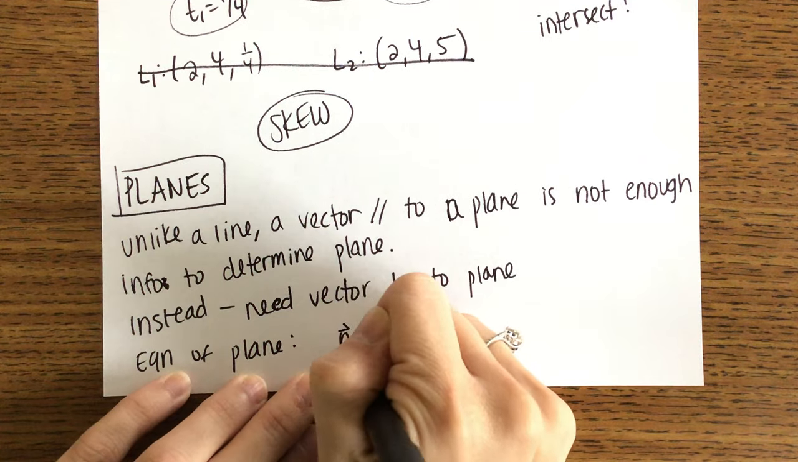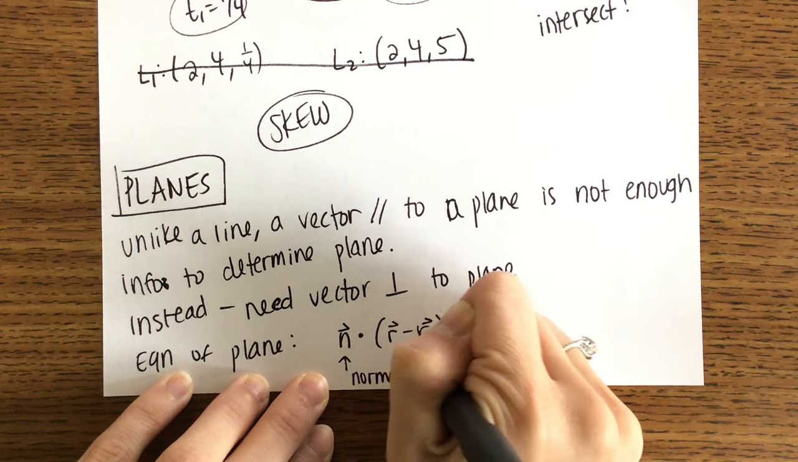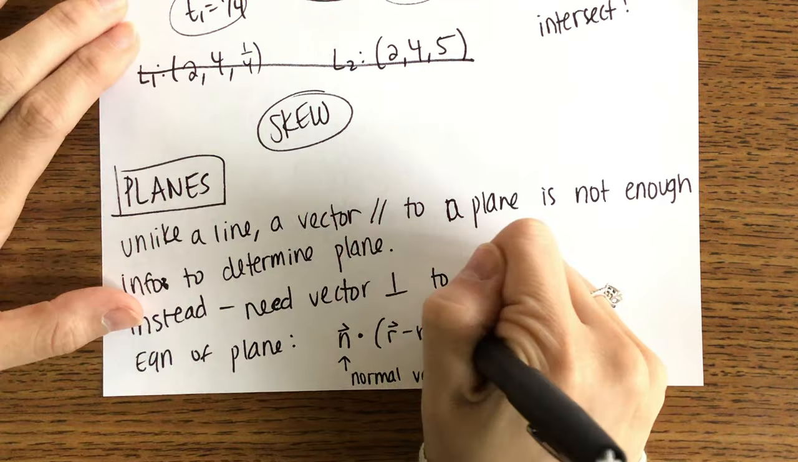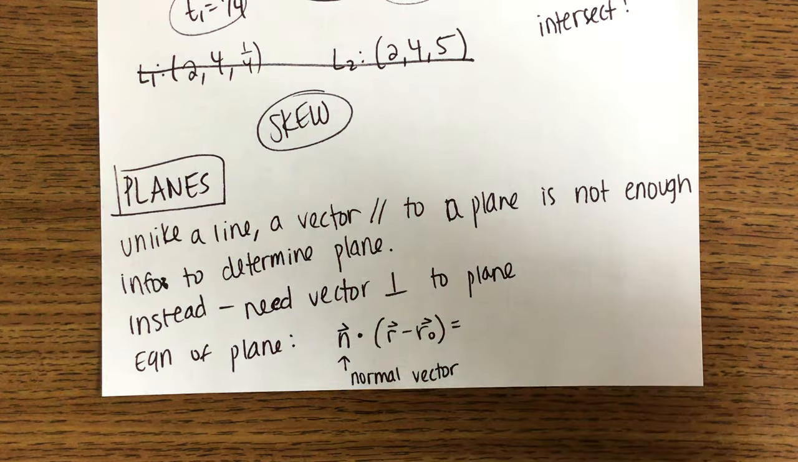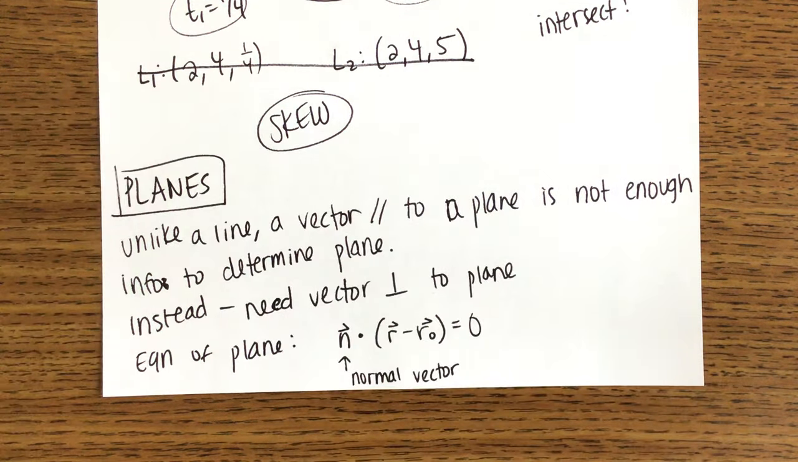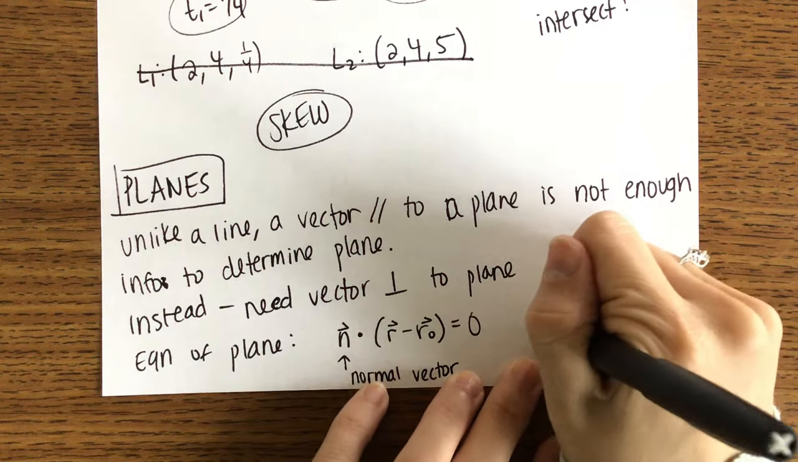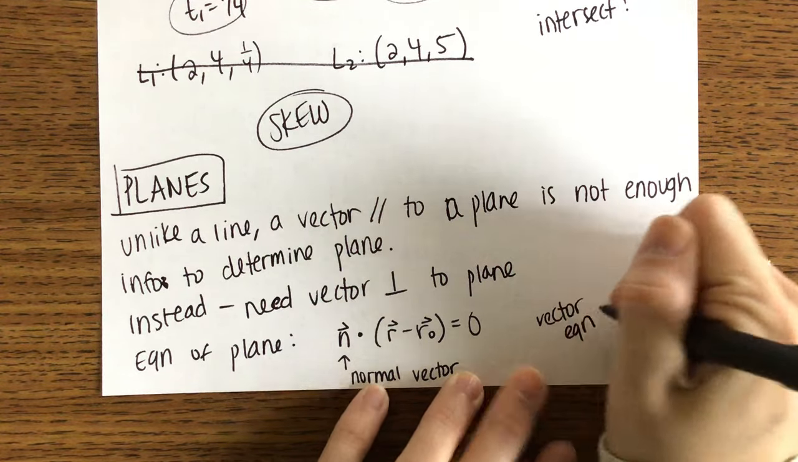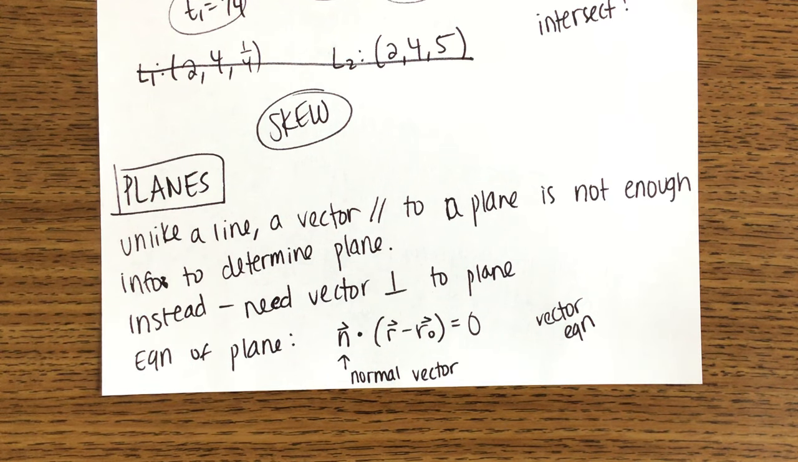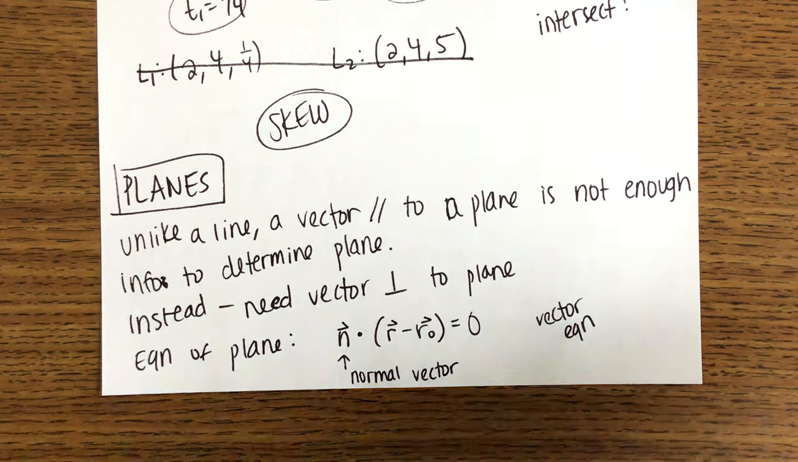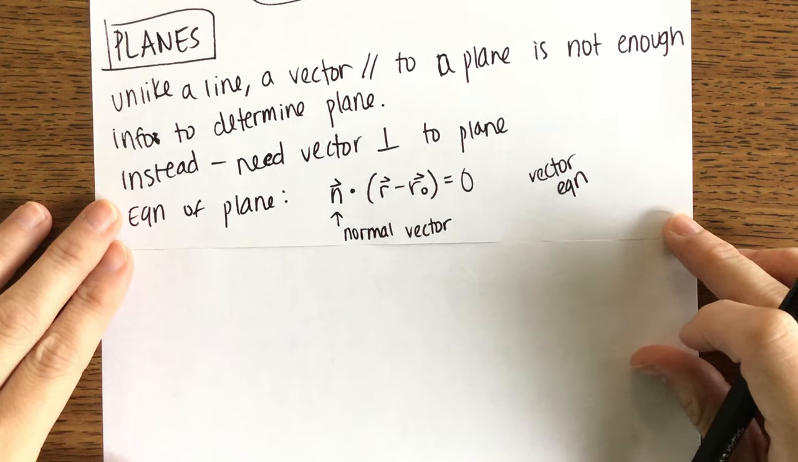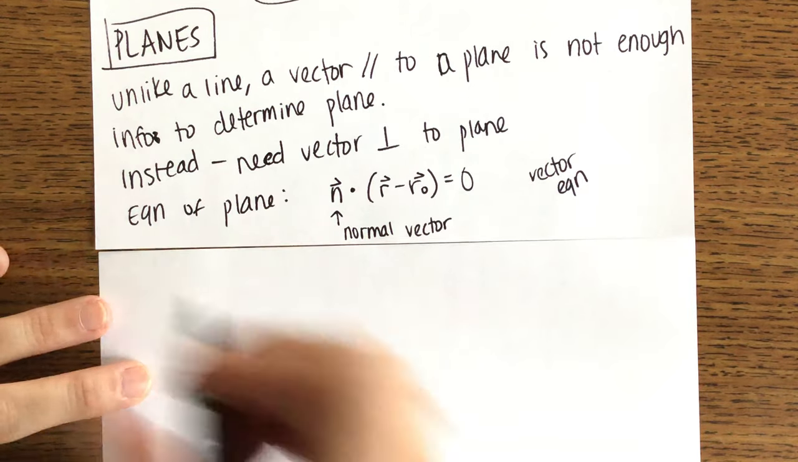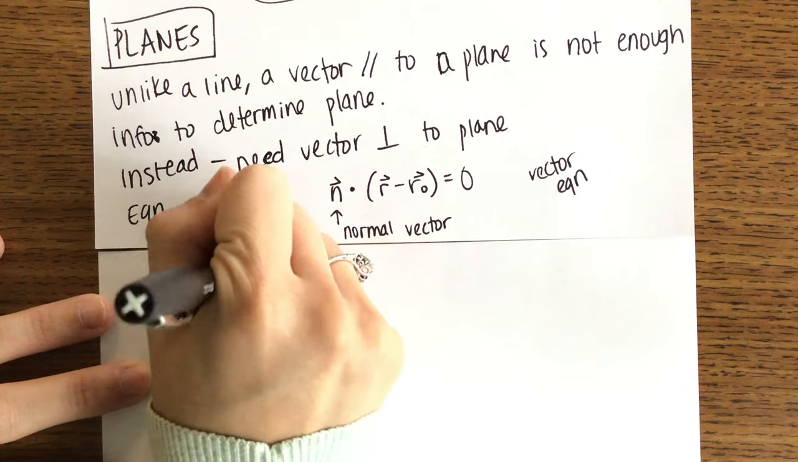So this is the normal vector. r naught is a point on the plane. If that vector is normal to the plane and we dot these two, what should we get? Zero. Yeah, you're going to get zero. This is called the vector equation of a plane. Sometimes you'll be asked for the vector equation. Sometimes people are actually going to take the dot product of this. So that normal vector, let's say, is the vector <a, b, c>.